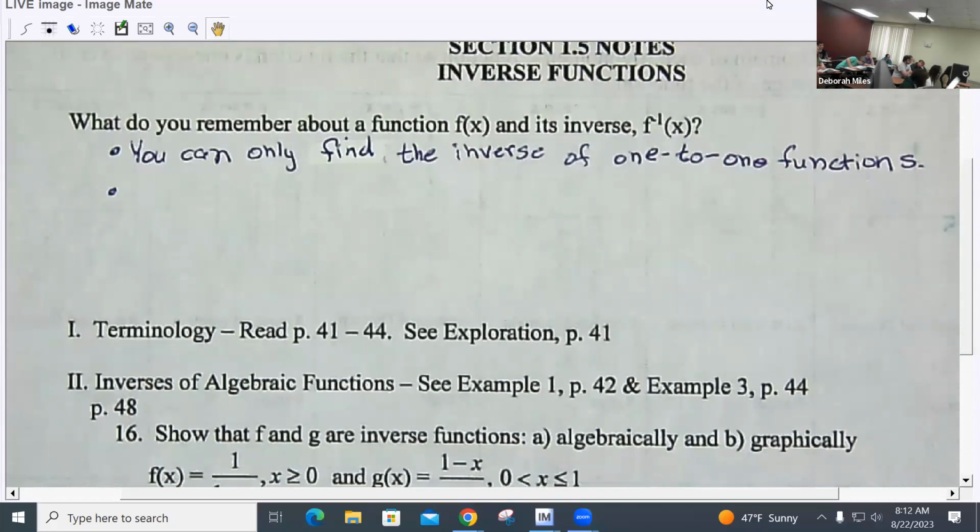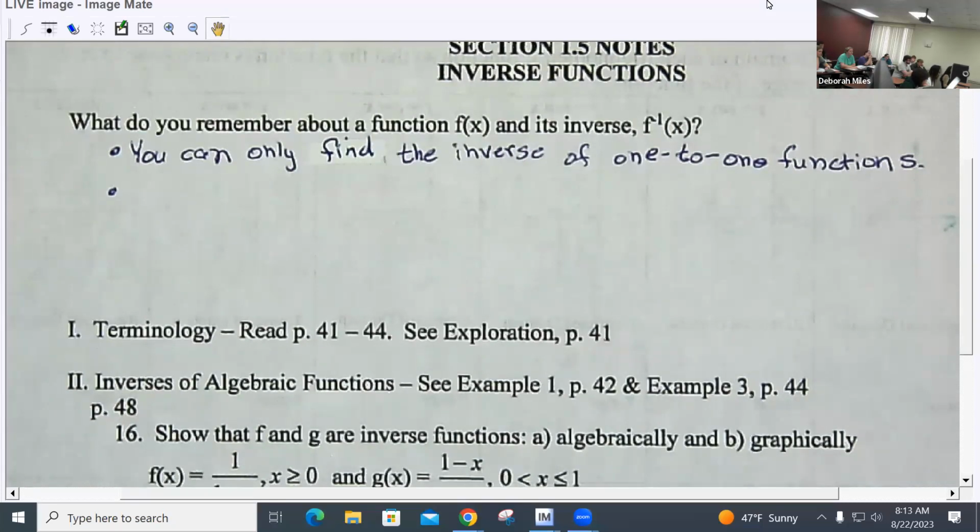Huge difference between the inverse of a function and the reciprocal of a function. The reciprocal of x squared is what? 1 over x squared. The inverse function of x squared, well, you can't even find it if you're looking at the entire domain of the function. If we restrict the domain to only positive x's, then we could find the inverse, but it wouldn't be 1 over x squared, it'd be the square root of x. So inverse and reciprocal don't mean the same. What else?